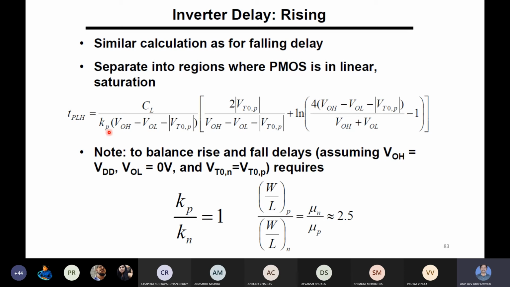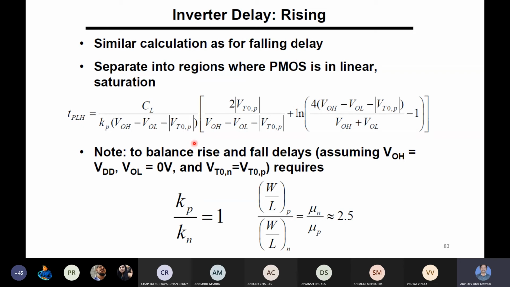So CL divided by Kp (VOH minus VOL minus mod of VT0P), then 2 VT0P by (VOH minus VOL minus mod of VT0P), then ln of (4 (VOH minus VOL minus mod of VT0P) divided by VOH plus VOL) minus 1. So this equation is for the delay when you are calculating delay when the output pulse is switching from low to high.